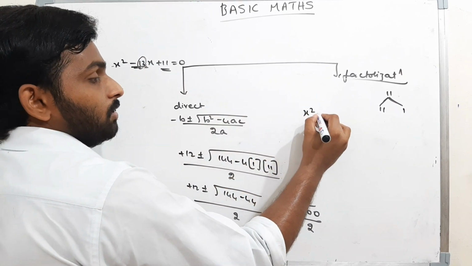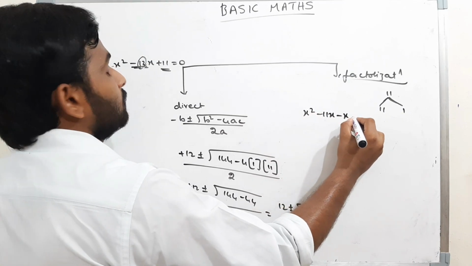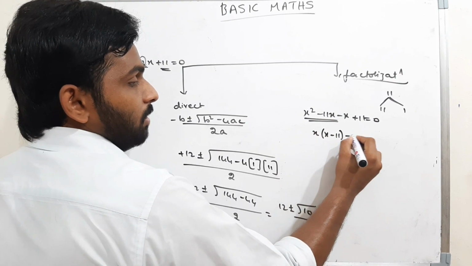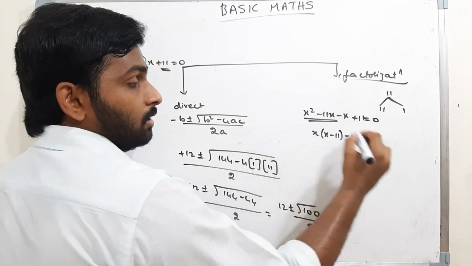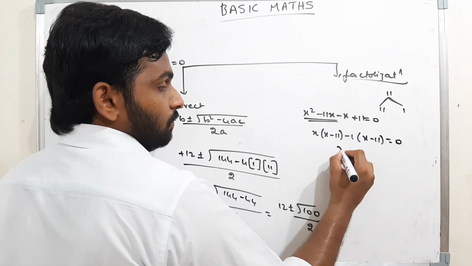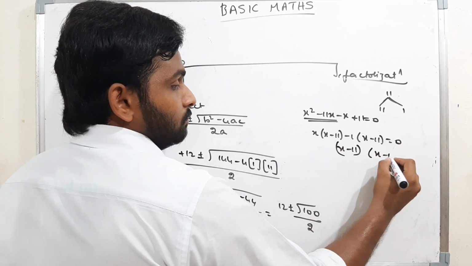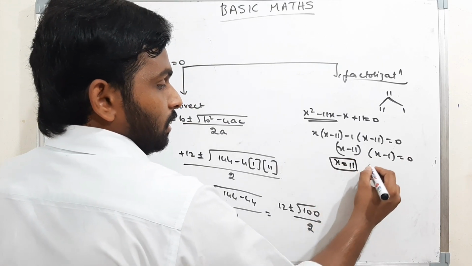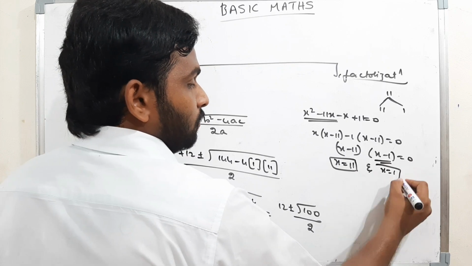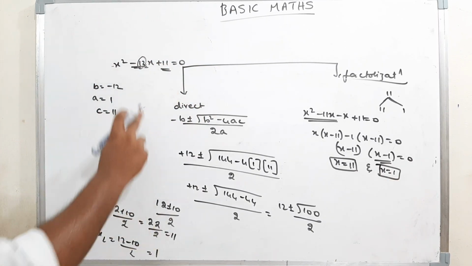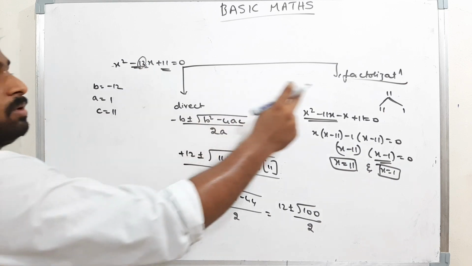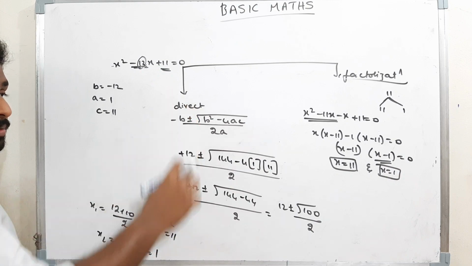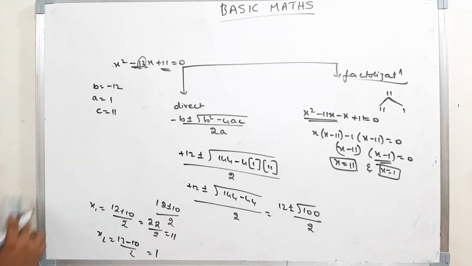Therefore, x square minus 11x minus x plus 11 equal to 0. I am taking x common: x into (x minus 11), and minus 1 common: minus 1 into (x minus 11) equal to 0. Therefore, (x minus 11) into (x minus 1) is equal to 0. Therefore, x is equal to 11 is one root and x is equal to 1 is another root. If these are simpler equations, then I can solve by factorization. If the equation is not simple, then I have to solve by using the formula. Okay, now we will see one more question.